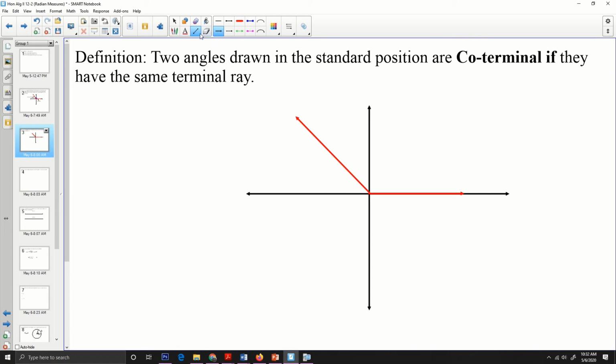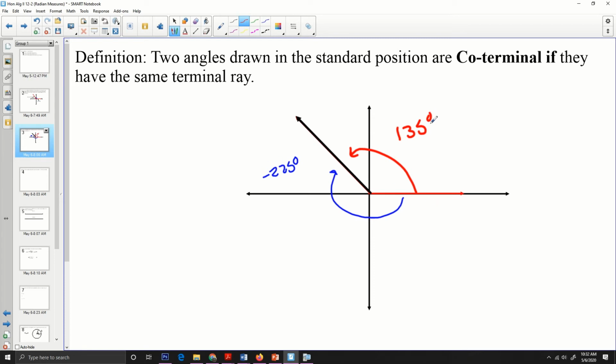Let's say, just as a for instance, that this is negative 225 degrees. Or if we start in the standard position and open positively that way, this angle would be a positive 135 degrees, and 225 and 135 equal 360, so that looks right. So we have two coterminal angles.